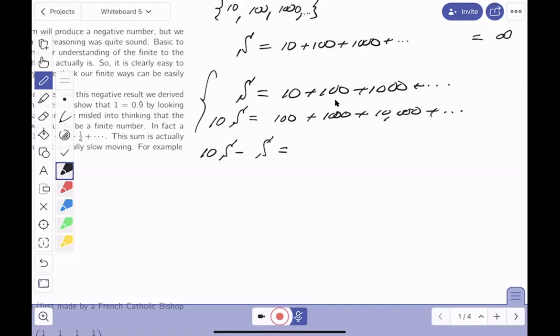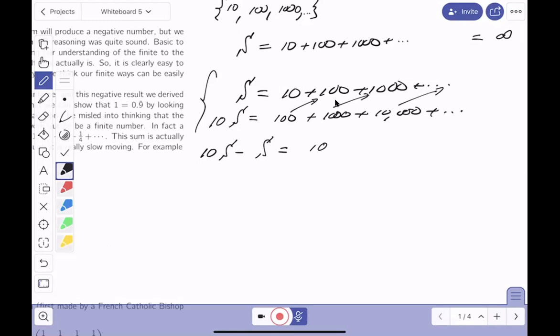Now, if you did this over here, the left side's pretty easy to do, 10s minus s. And then what are you going to get? Well, if I did that, what would I get? Well, I'm looking at it. I'm going to say the terms would all disappear, except for that initial term, which is 10. All right.